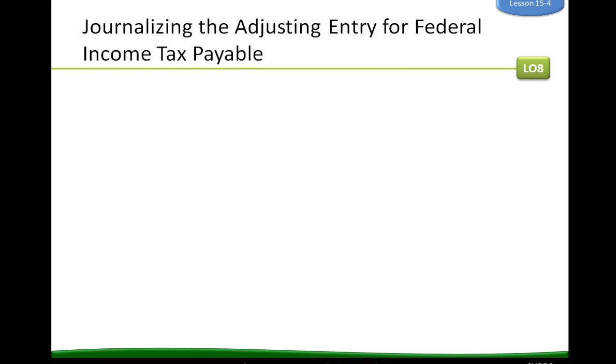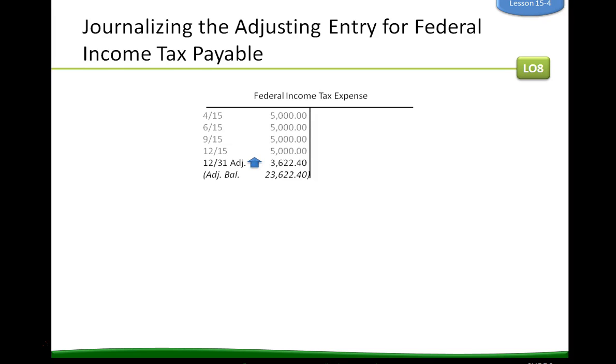All right, so we need to journalize that. Okay, we have the quarterly. This is what we paid quarterly. We paid a lot, but we didn't pay enough. 3 Green made 4 quarterly tax payments of $5,000. That totals $20,000, but that's less than we owe of $23,622.40. So we must adjust the balance of federal income tax payable to recognize that additional amount that we owe. 3 Green will pay this amount when it files its tax return with the Internal Revenue Service.